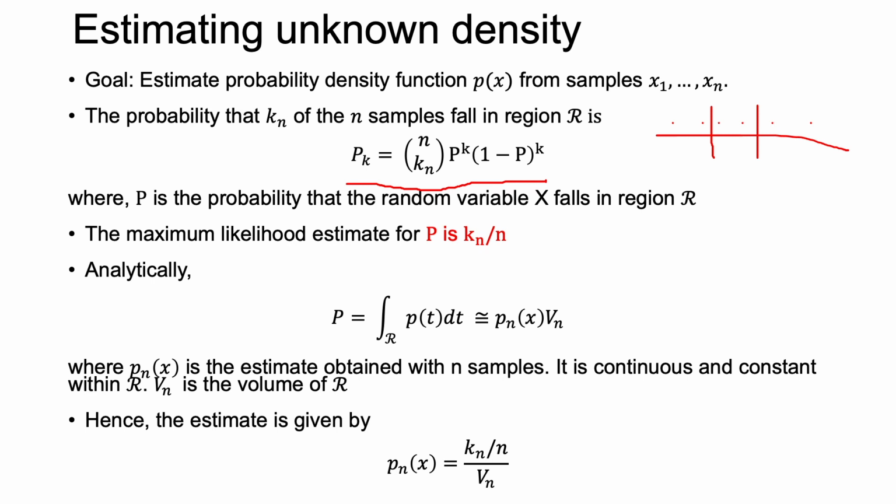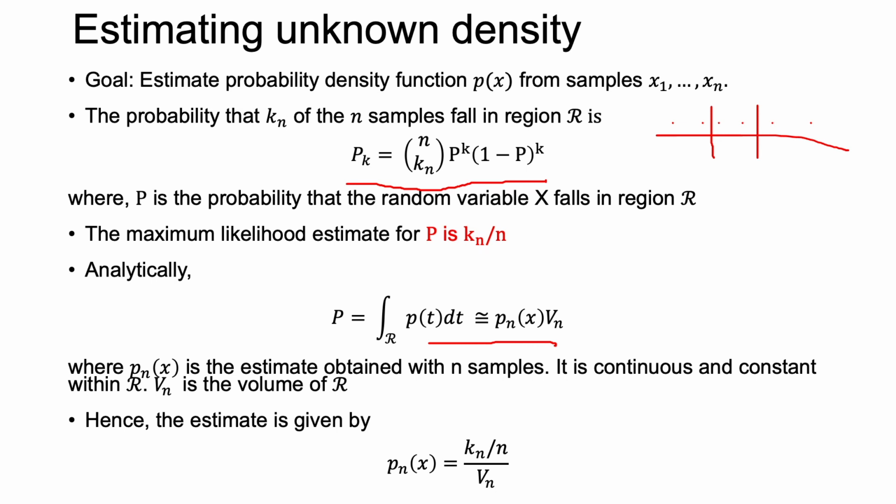Let this region R have volume V_n and assume that this volume is so small that p of x is constant within it. Then this integration will be just a multiplication of p_n of x with V_n. And if we equate these equations, then we will get p_n of x is equal to k_n over n V_n. This will be our estimate of p of x from n samples, and it will converge if V_n becomes 0 and k_n becomes infinite as n becomes infinite. Also, at infinity, the samples in region R are just a fraction of the total samples.